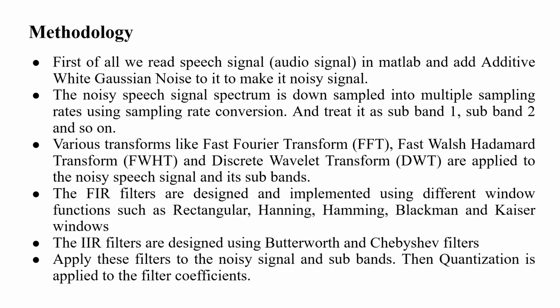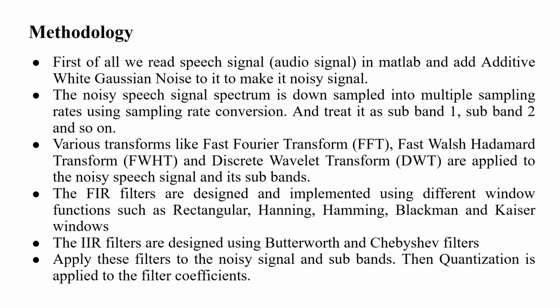Then methodology. First of all, we read the speech signal in MATLAB and add additive white Gaussian noise to it to make it a noisy signal. Then the noisy signal spectrum is downsampled into multiple sampling rates using sampling rate conversion and treated as subband 1, subband 2 and subband 3 and so on. Here they have applied three different transforms, but we have done it using only the fast Fourier transform. Then we apply the fast Fourier transform to the noisy speech signal and its subbands.